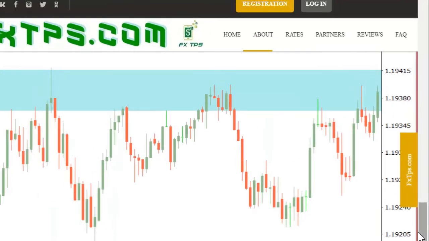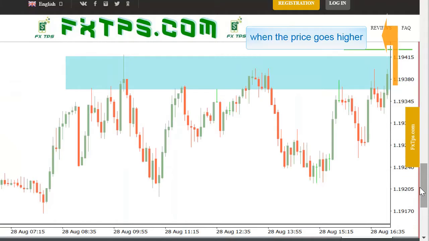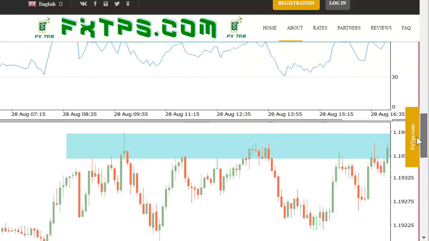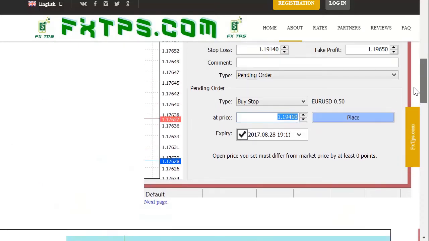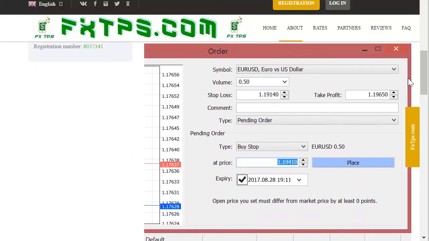You place a buy pending order above the market price. That order is known as a buy stop. For example, Euro USD's current price is January 1935, and you want to buy Euro USD if the price goes higher and reaches January 1941. Therefore, you have to set a buy stop order at January 1941.